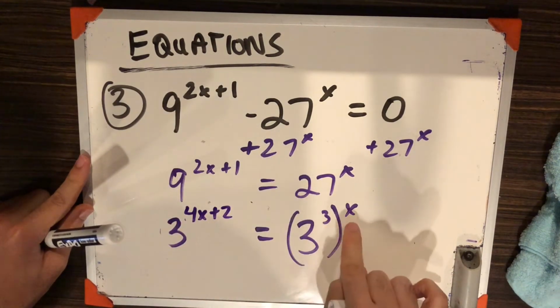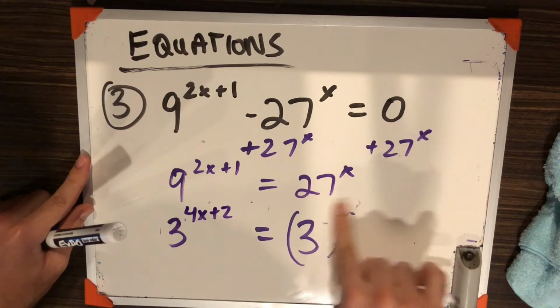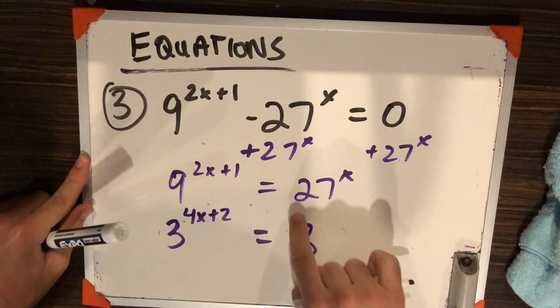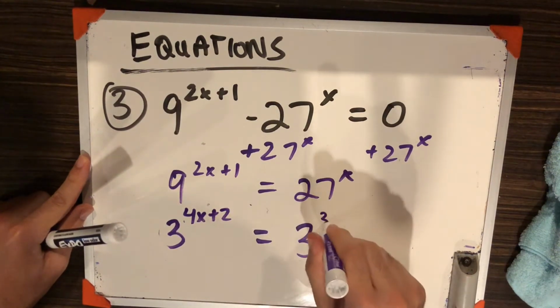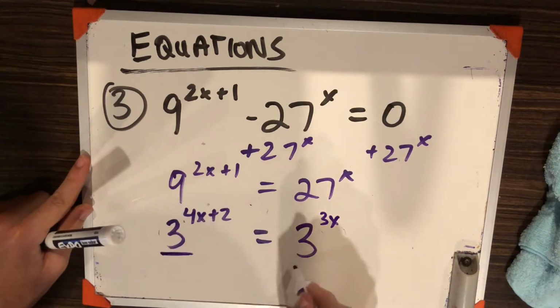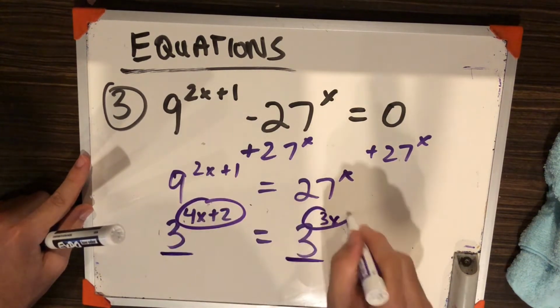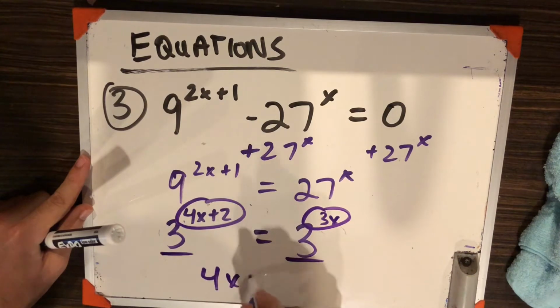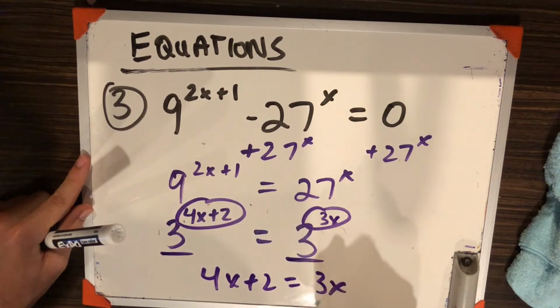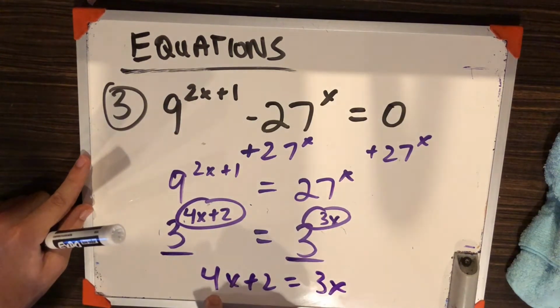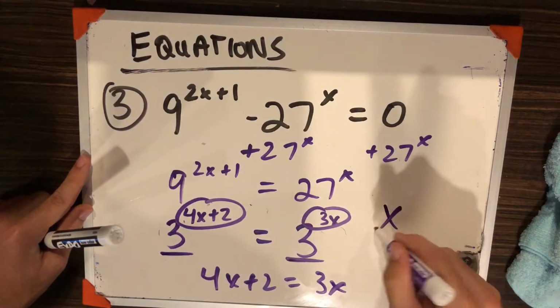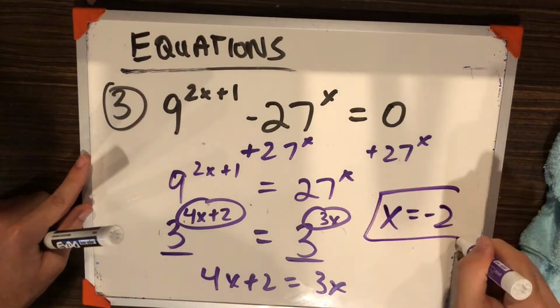Okay, and 3 to the power of x is just 3^x. Alright, same base. We can set these two equal to each other. So 4x plus 2 is equal to 3x, minus 3x, and then minus 2. Okay, that would end up being x is equal to negative 2.